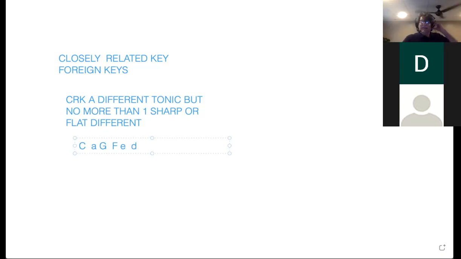So basically, if you're in a major key, the relative minor, the dominant, and the tonic, and their relative minors are all closely related keys. They're easy to modulate to. The other keys are harder to modulate to. There are lots of tricks to do that, but not for this chapter. We're just going to learn how to modulate to these closely related keys.